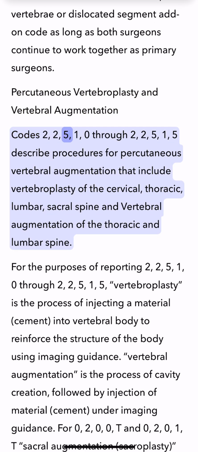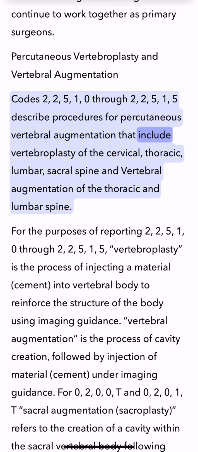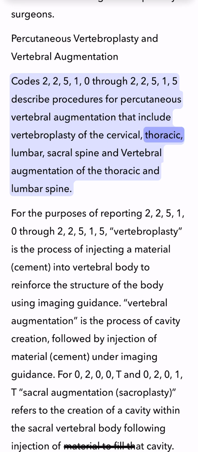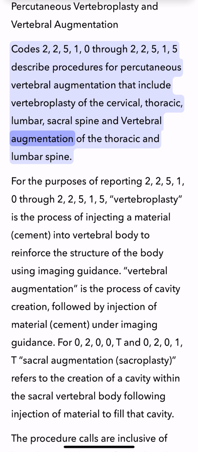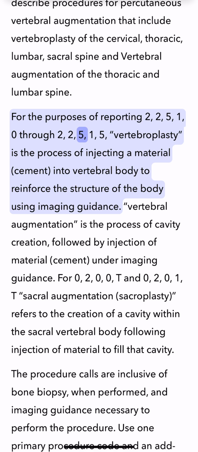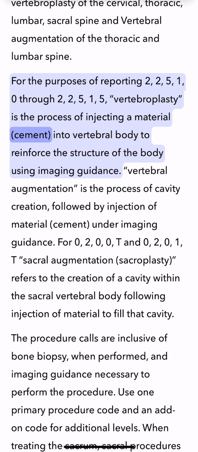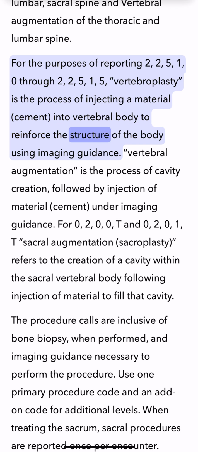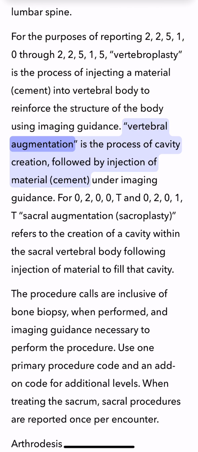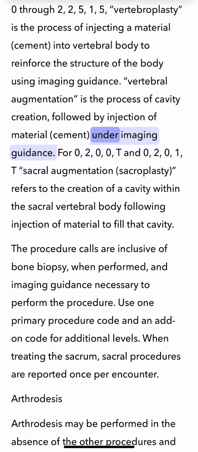Codes 22510 through 22515 describe procedures for percutaneous vertebral augmentation that include vertebroplasty of the cervical, thoracic, lumbar, and sacral spine and vertebral augmentation of the thoracic and lumbar spine. For the purposes of reporting 22510 through 22515, vertebroplasty is the process of injecting a material, cement, into the vertebral body to reinforce the structure of the body using imaging guidance. Vertebral augmentation is the process of cavity creation, followed by injection of material, cement, under imaging guidance.